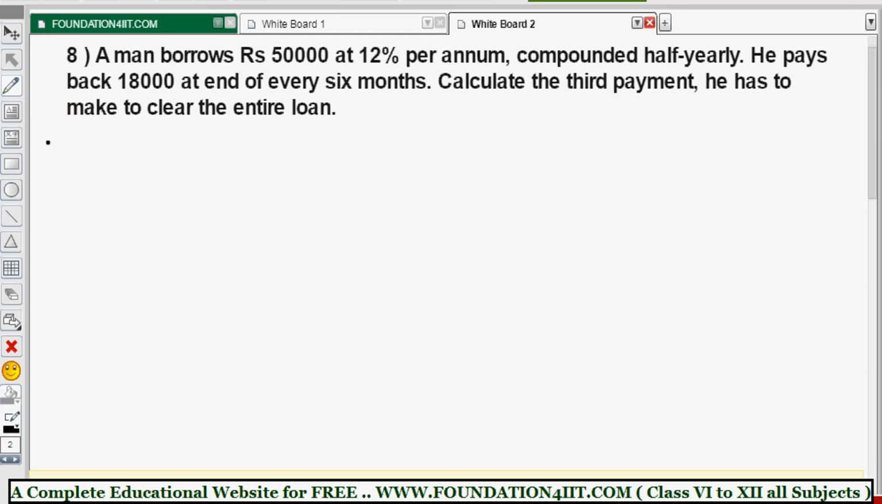That means you start from the given data. So the sum borrowed is 50,000. So that is the principal for the first half year, and the rate of interest is 12%. So rate is 12% per annum. PA means per annum. That is 6% per half year.